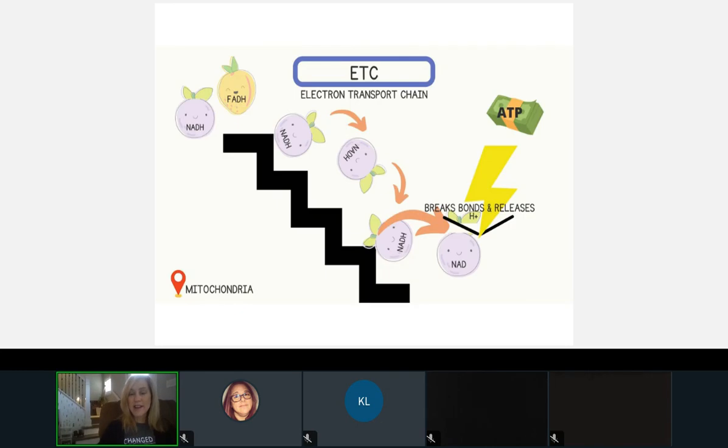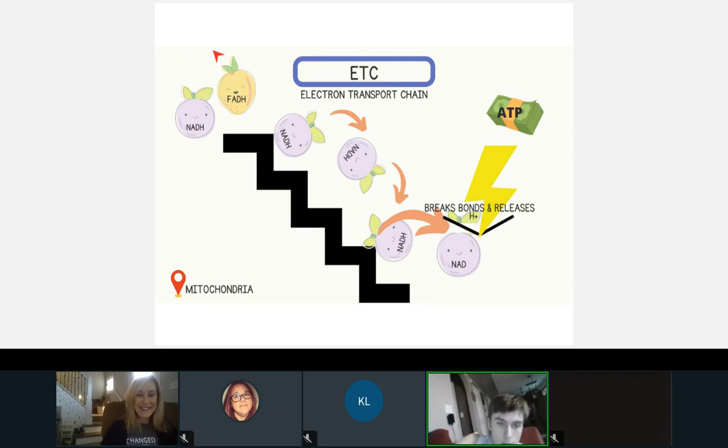Is there anyone that would want to walk us through the electron transport chain? What happens when we get that NADH and that FADH through the electron transport chain? Anybody? I guess I can go again.